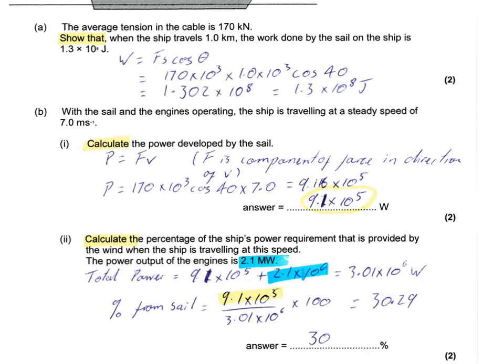With the sail and the engines operating, the ship is travelling at a steady speed of 7 metres per second. Calculate the power that is developed by the sail. Now, power is force times velocity, where I think it's useful to think here of F being the component of the force in the direction of v. So I've got the 170 times 10 to the 3, and the component of that in the direction of the velocity is cos 40, times 7, the velocity, and again 1.116 times 10 to the 5, which to two significant figures is 9.1 times 10 to the 5.